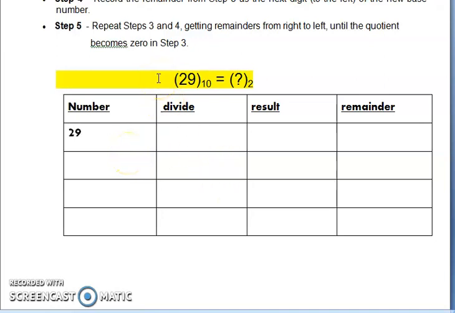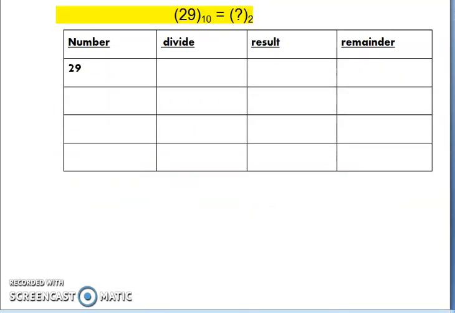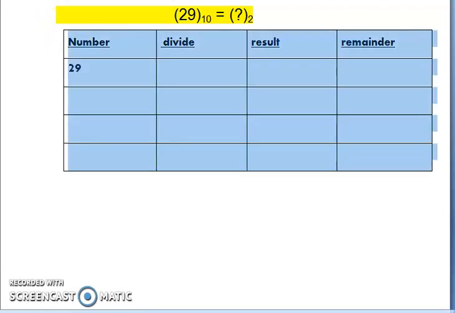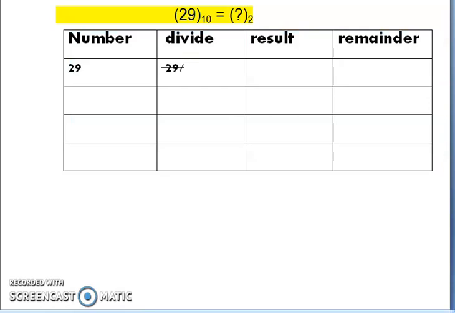Step 1: divide the decimal number by the new base value. What is the new base value? The new base value is 2. So 29 by 2. What value do we get after dividing 29 by 2? 29 divided by 2 gives the result 14, and the remainder is 1.